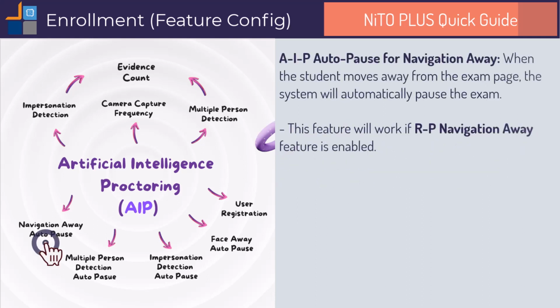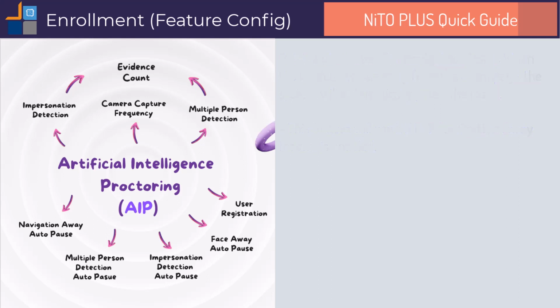AIP auto pause for navigation away. When the student moves away from the exam page, the system will automatically pause the exam. This feature will work if the RP navigation away feature is enabled.